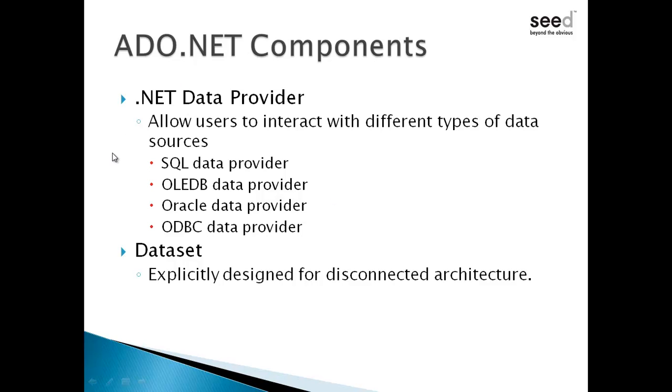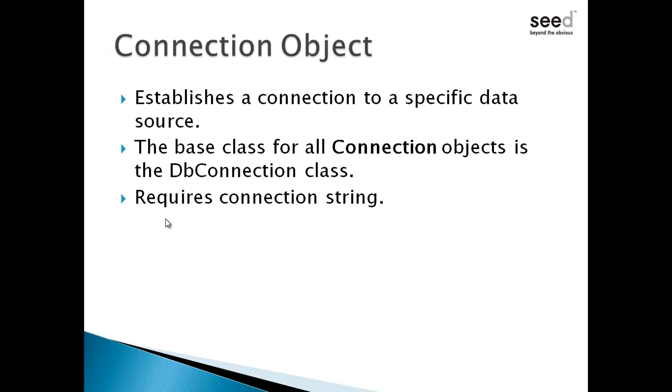So these are the 2 main components of ADO.NET: one is the .NET data provider and the other is the dataset. What does the .NET data provider contain? Connection class, command class, data reader class, and data adapter class. There are some more classes, but these are the important classes. And there are 4 .NET data providers available over there. So with this little concept, let us move on.